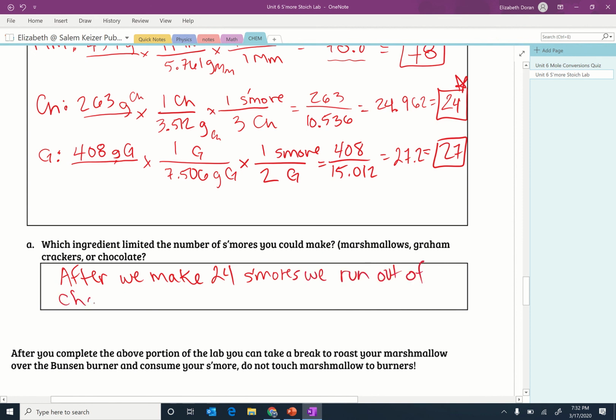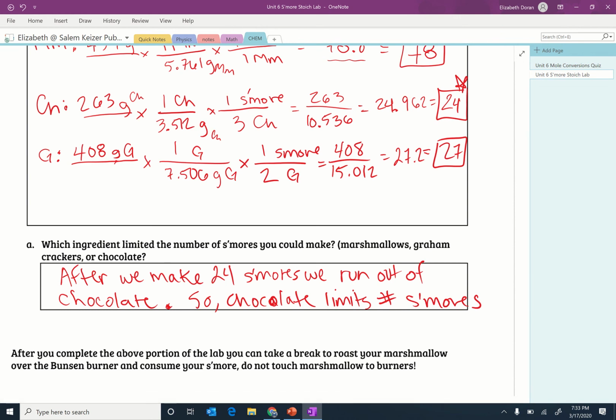I don't know who would want to eat 24 s'mores, but maybe it was a big party. A lot of people eating s'mores. So the ingredient that limits is the chocolate. Okay, so the chocolate limits the number of s'mores. So that was actually all that was required for the lab to be submitted and receiving full credit.